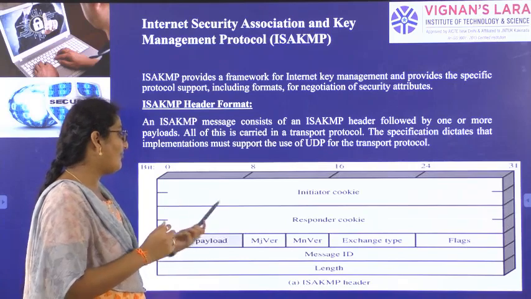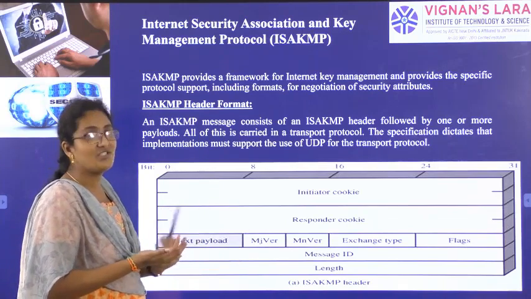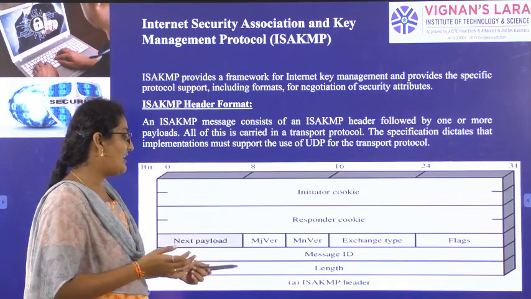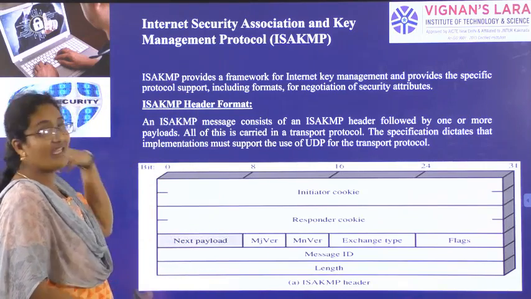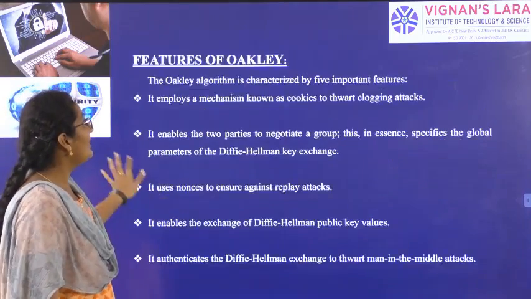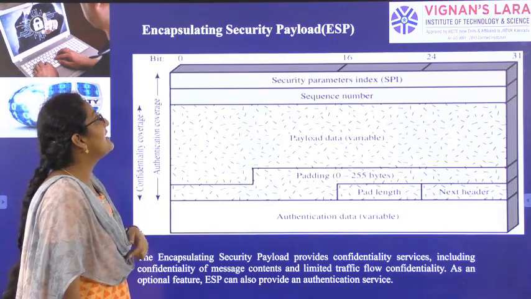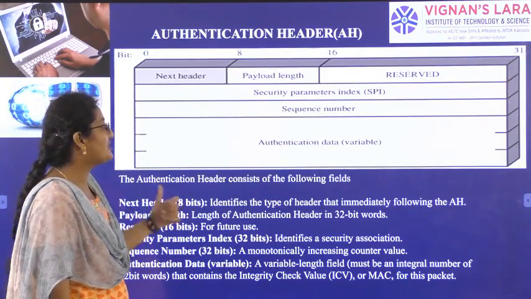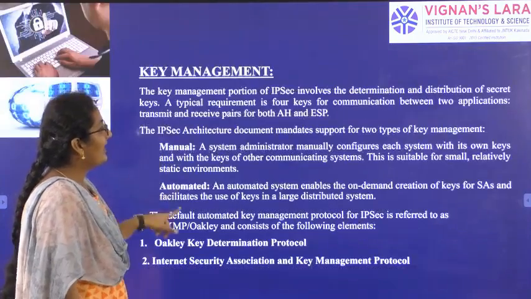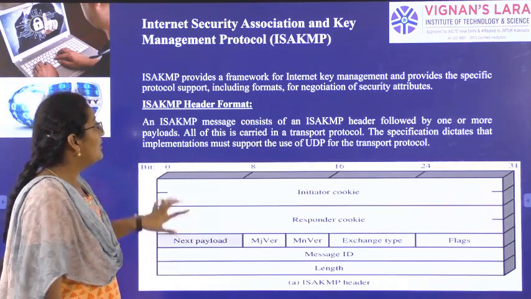Apart from this, we have major version, minor version, next payload, exchange type, flags, message ID, length. So this structure we will call as ISAKMP header. Same way, this structure is called as encapsulating security payload header, and this is authentication header structure. So likewise, we have a protocol for that header also.